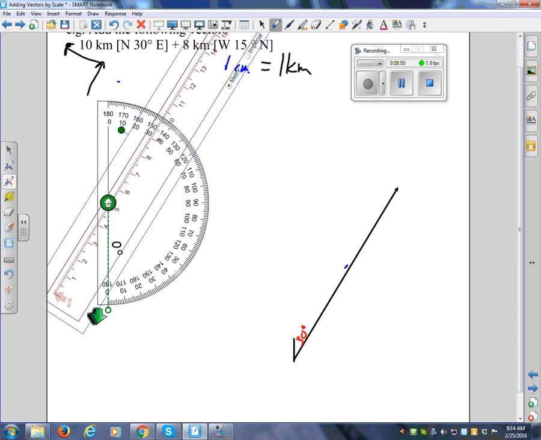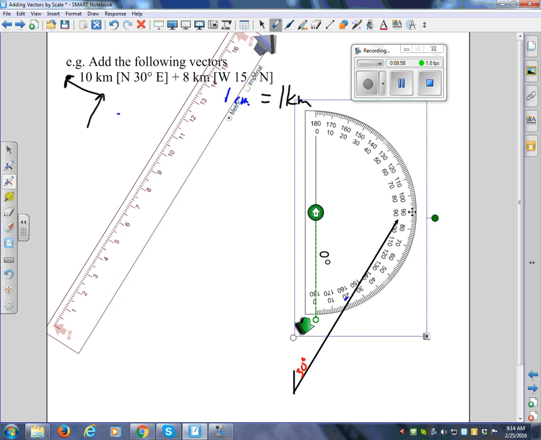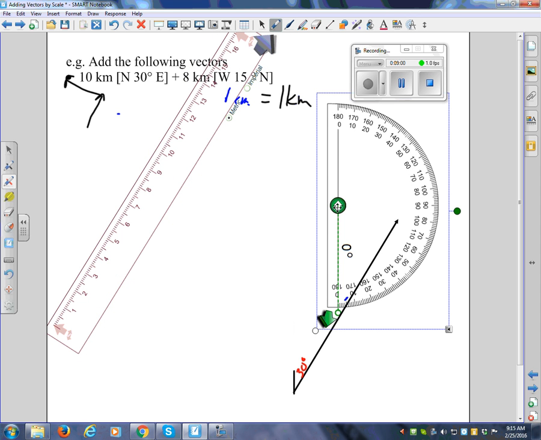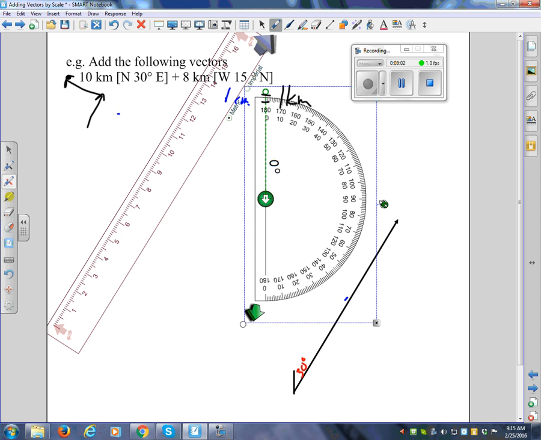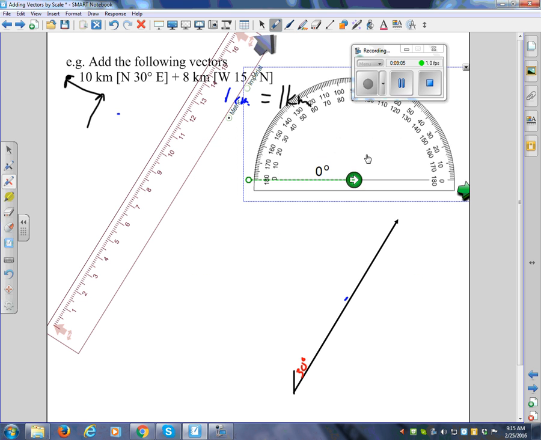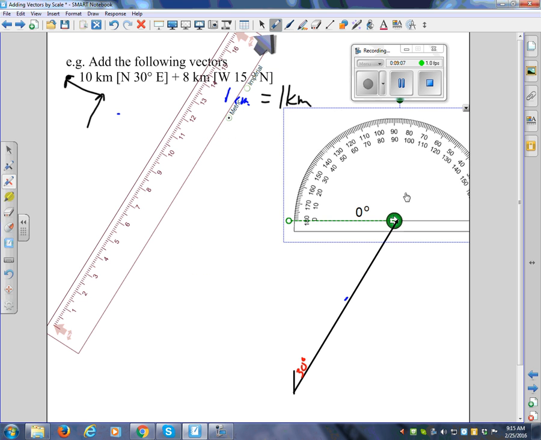Now, ideally, you should probably do another reference line. You really should. I'm a little bit lenient on this one, but you got to have one to start with, so I can at least get started. So the next one is west 15 north. So really, you should put your protractor on, okay? And you should make a little reference line right there that shows west.